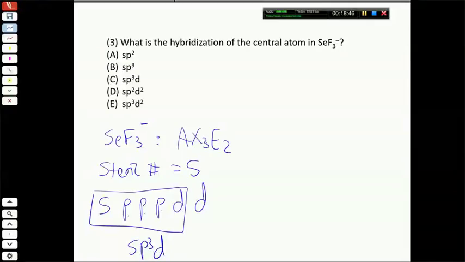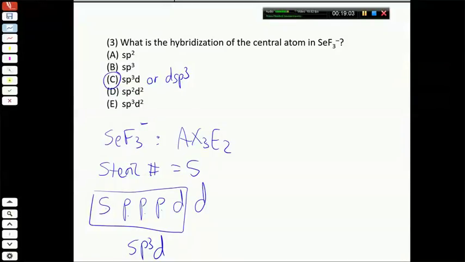All right? And so the correct answer would be C. Keep in mind we could also write this as dsp3. It might show up that way on some of the test questions. Those mean the same thing. The ordering doesn't change anything. It's just that there's 5 electron groups, so you hybridize those 5 orbitals.